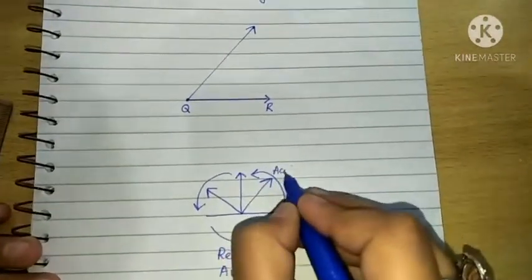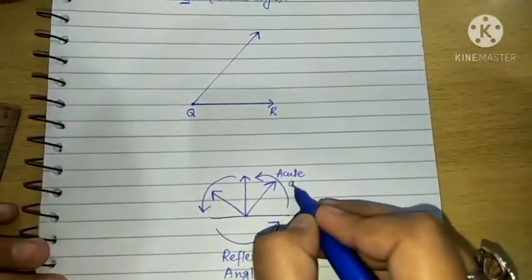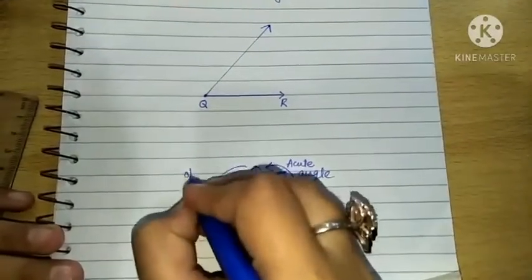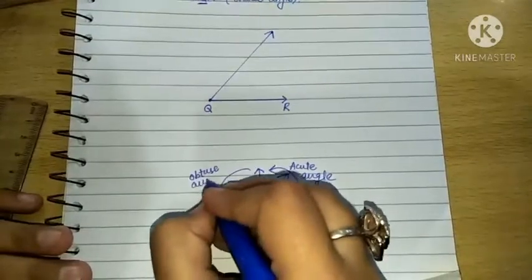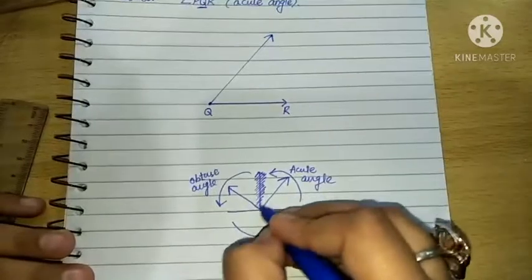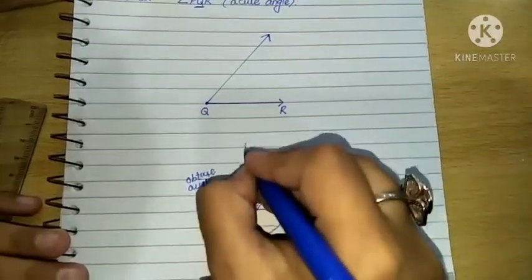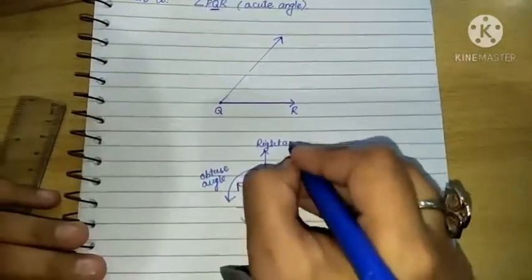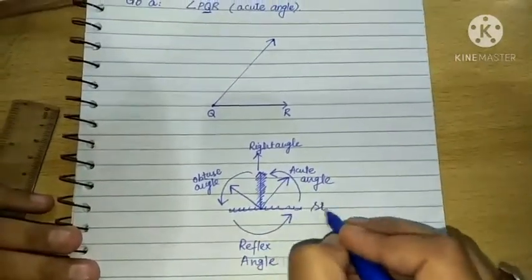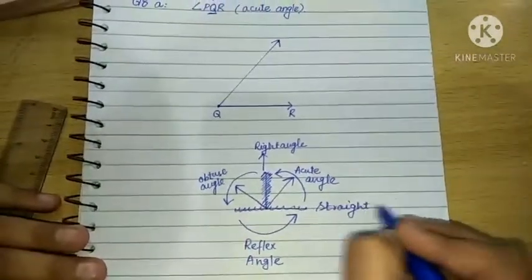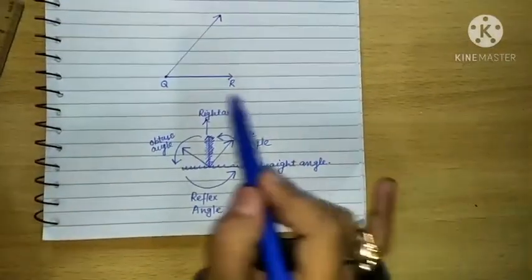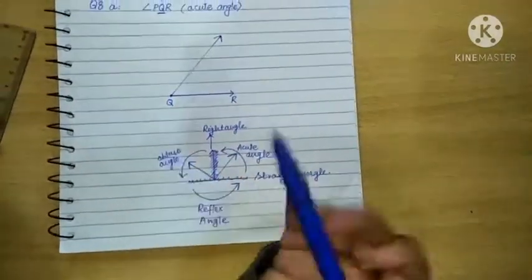Your acute angle will always be on this side, and your obtuse angle will always be on this side. And I'm shading this. This will be your right angle, and this will be your straight angle. Dear students, you have to understand this concept to draw the given angles in no time.